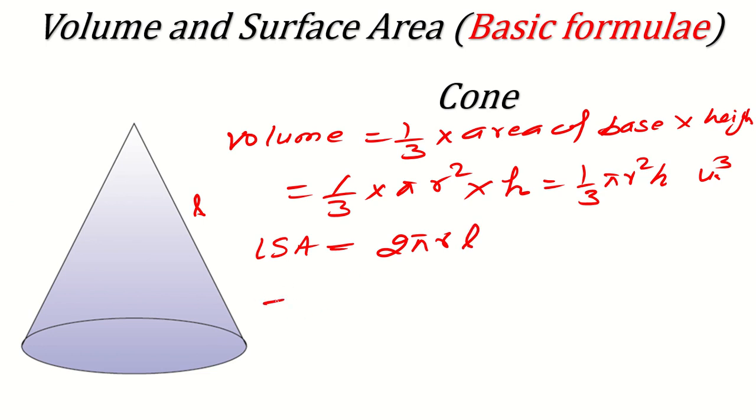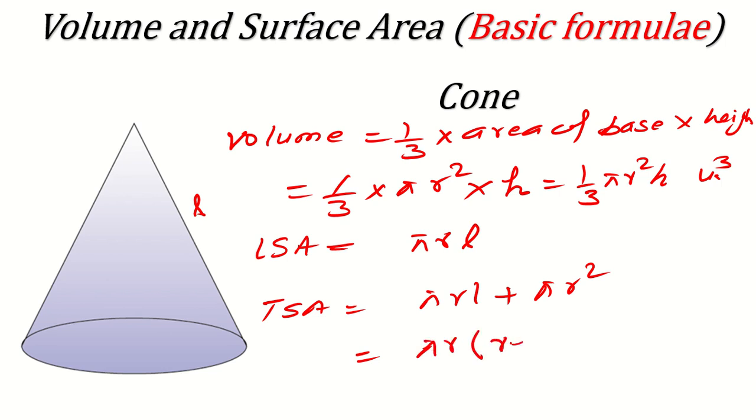Okay, now total surface area will be lateral surface area plus area of the base, which means pi r square. So pi r will be taken common. Sorry, it is not 2 pi r l, it is pi r l. So pi r will be taken common, and in the bracket you will get r plus l, unit square.